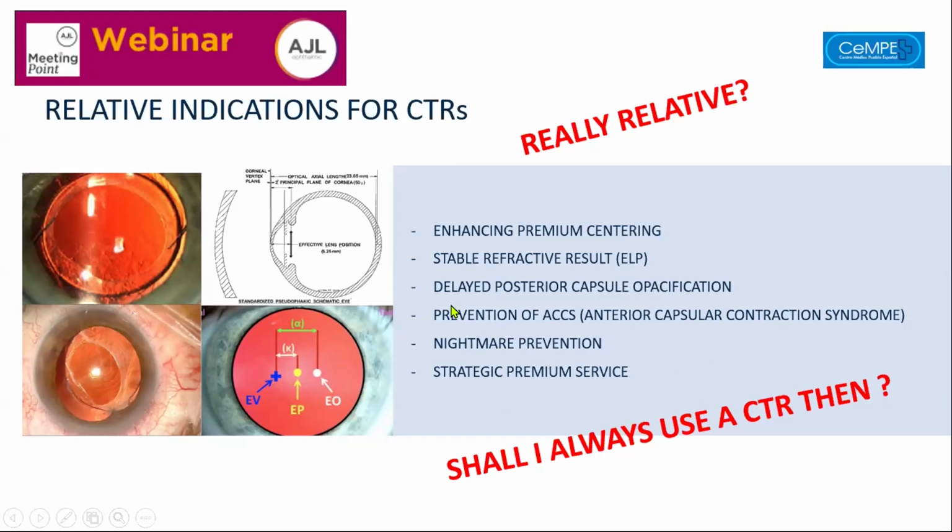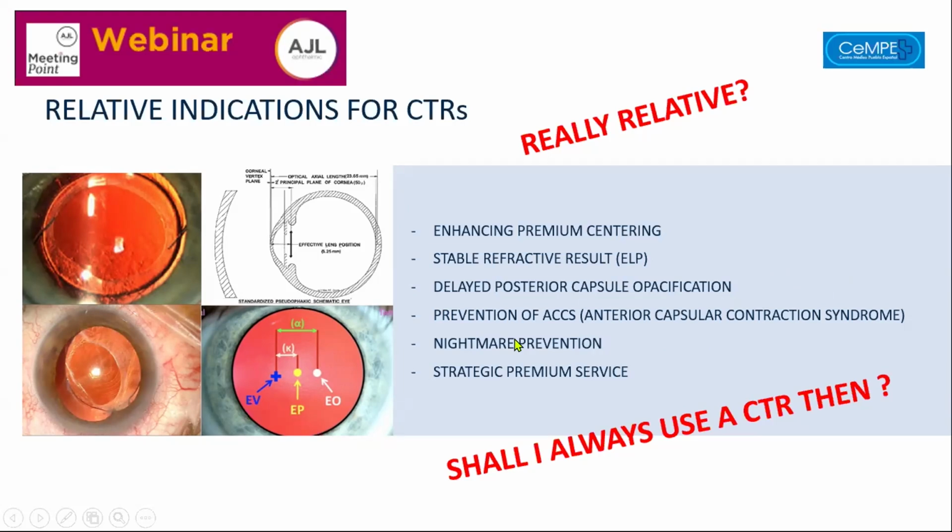Another benefit, but I wouldn't say I would implant a capsular tension ring just to delay the posterior capsular opacification, because in the end, all the eyes are going to have the posterior capsular opacification. But it also brings a delayed appearance of this scarring and fibrosis of the posterior capsule, not needing to do anything in the immediate post-operative period.